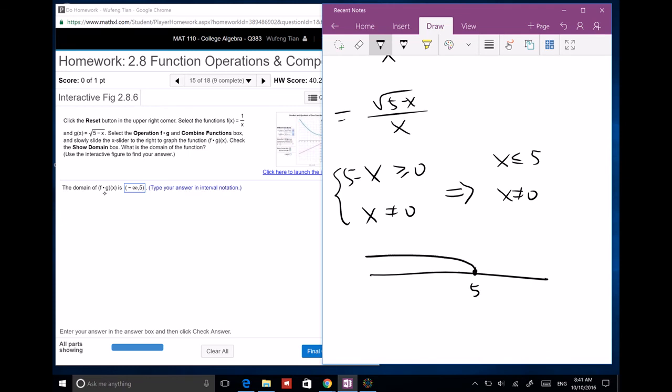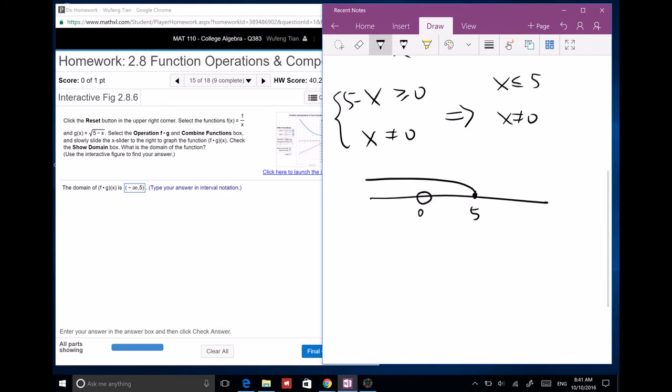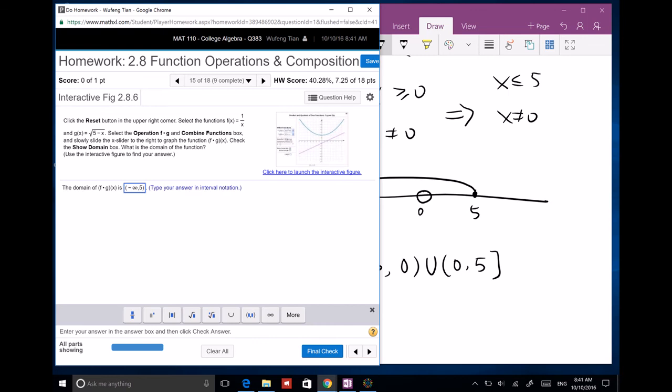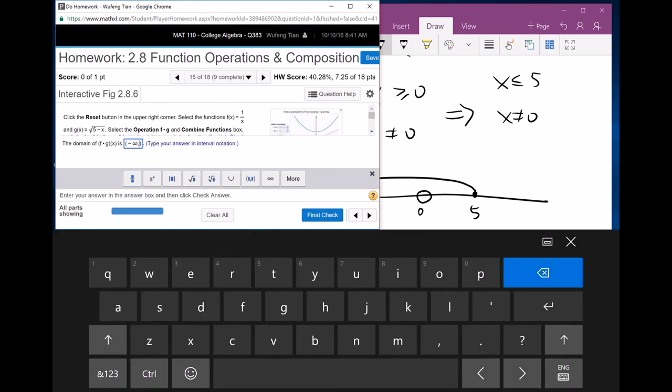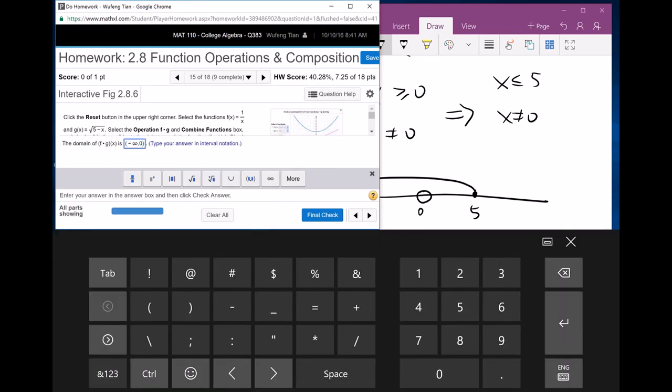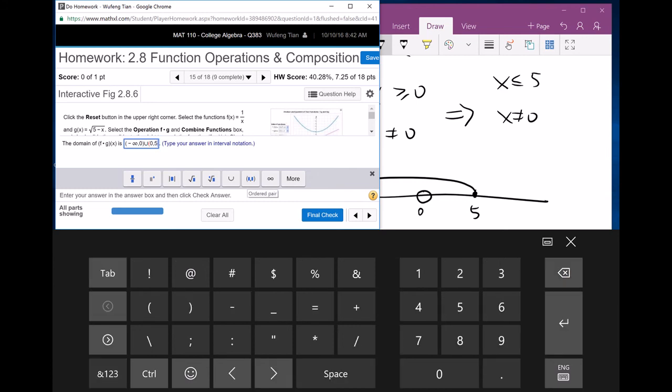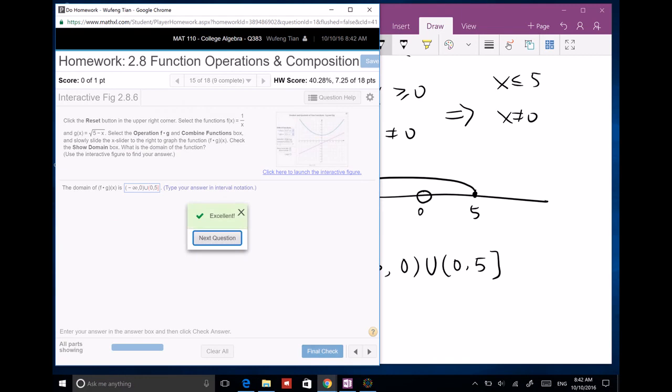Less than this way, and not equal 0. Then the value is negative infinity to 0, union 0 to positive 5. But this other one uses brackets. Where are the brackets? Okay.